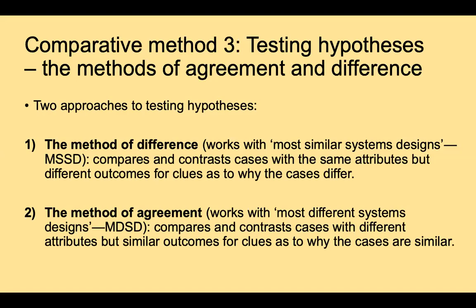The method of agreement is really the reverse, and it works with the most different systems designs. This method involves comparing and contrasting cases with different attributes but similar outcomes. And you're looking specifically for clues as to why the cases are similar. So we're comparing and contrasting different cases to try to figure out what unifies those similar cases and can help to explain their similar outcomes. Now, these are two methods for evaluating and analyzing data and testing our hypotheses. We're going to use these methods step by step to evaluate actual data in the rest of this lecture.